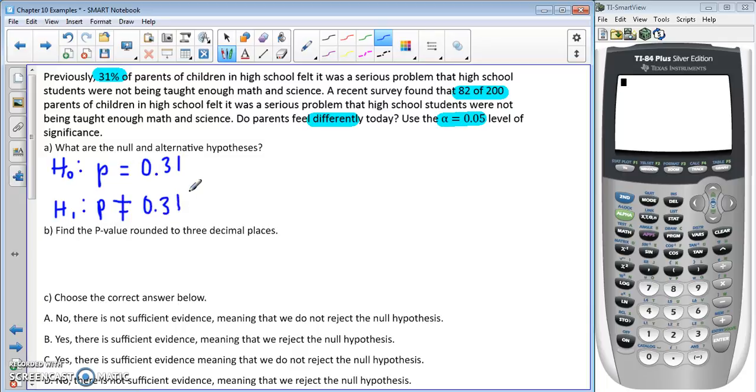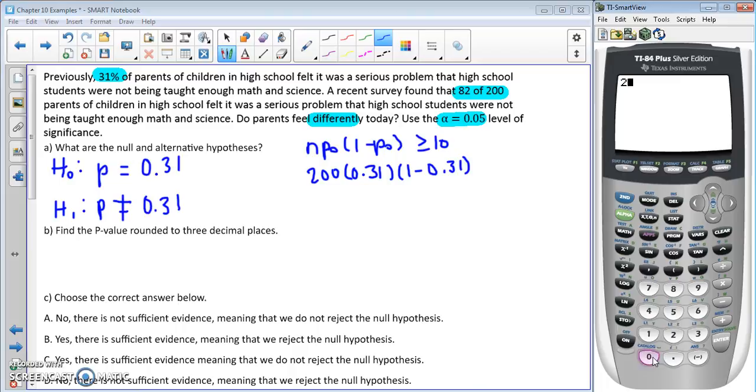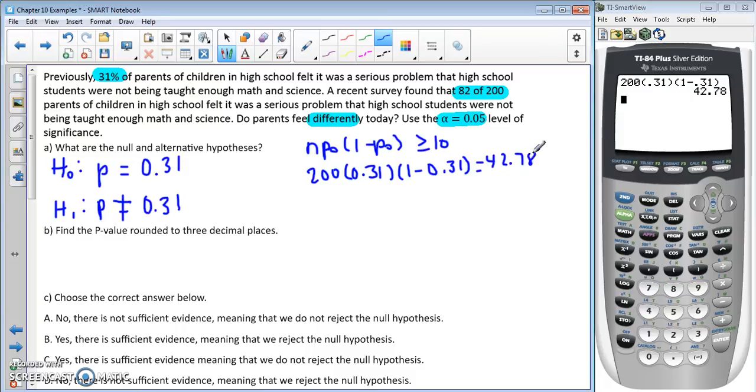So now we want to check n times P naught times 1 minus P naught is greater than or equal to 10 before we perform our hypothesis test. So 200 times 0.31 times 1 minus 0.31. So let's check that. So type that in my calculator and see what we get here. So when I type that in, we get 42.78, which is greater than or equal to 10, so we're good to go.